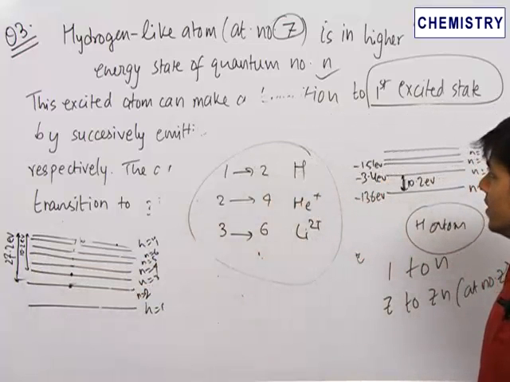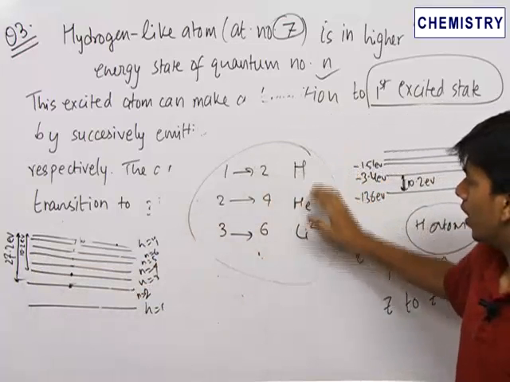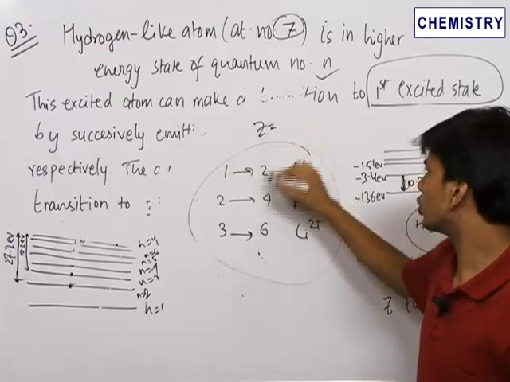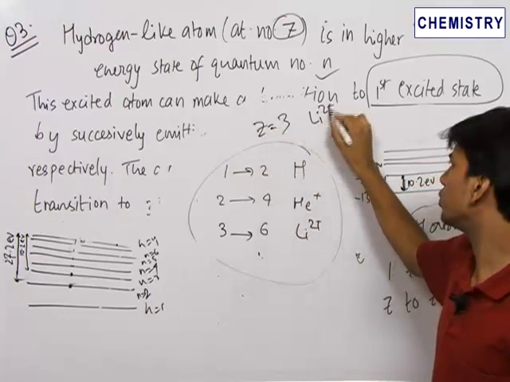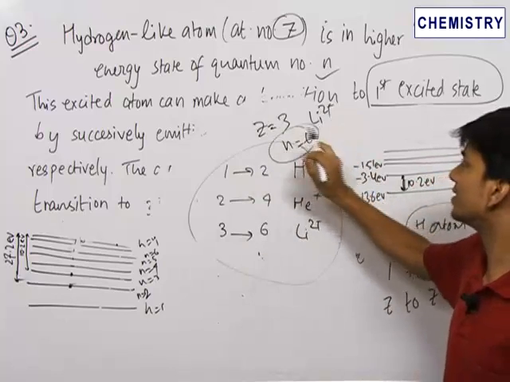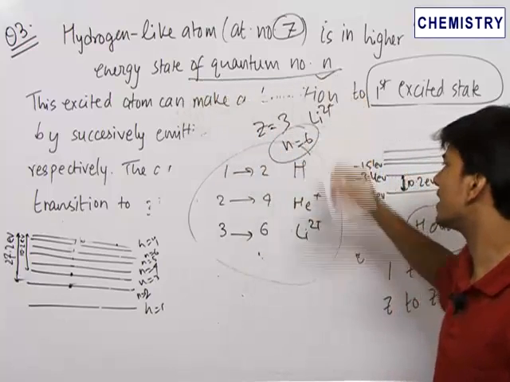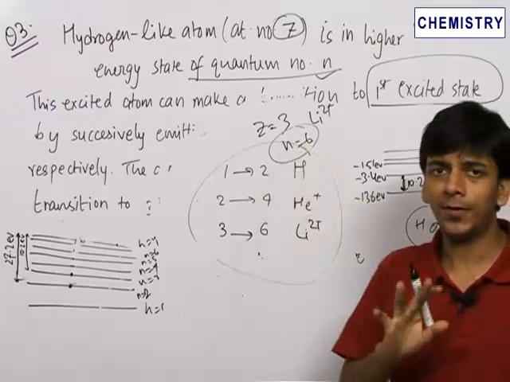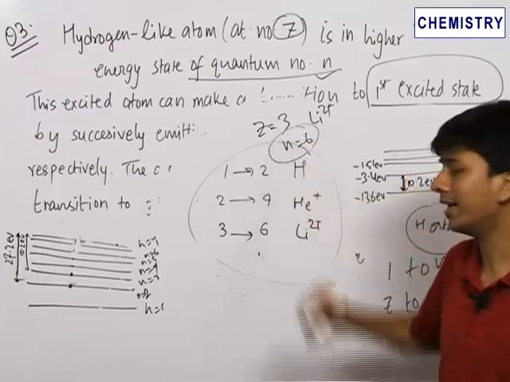So the final answer for the value of Z comes out to be equal to 3, that is it is Li2+ ion, and the value of n comes out to be equal to 6, that is it is initially in the energy state of quantum number 6 and its excited state is 5th. So the final answer is Z is equal to 3 and n is equal to 6.